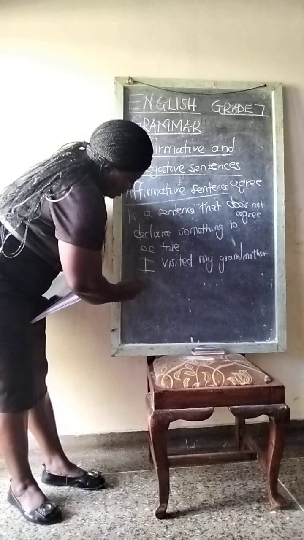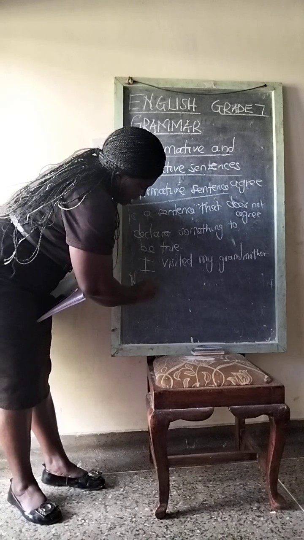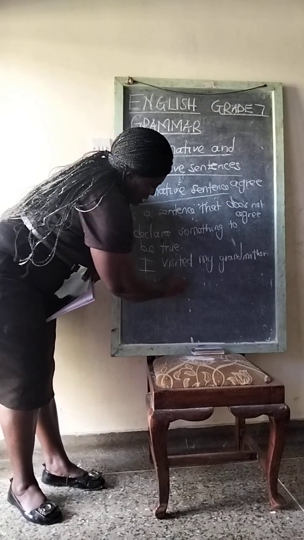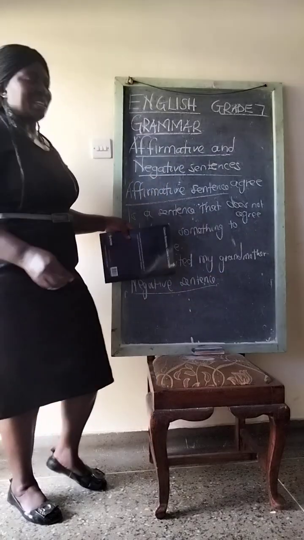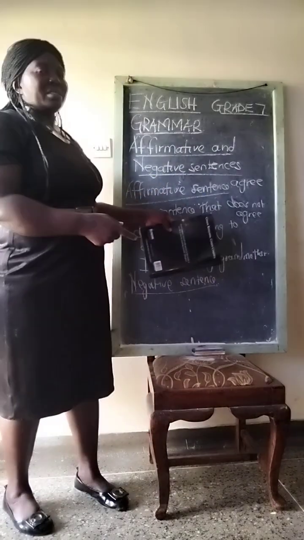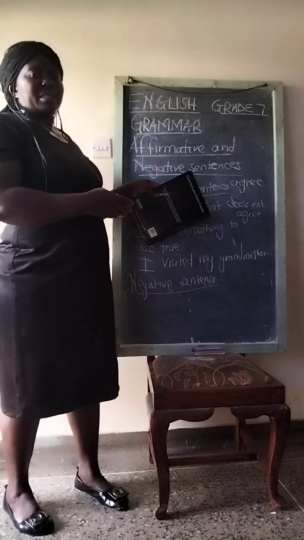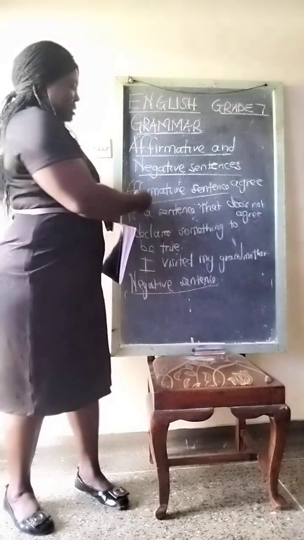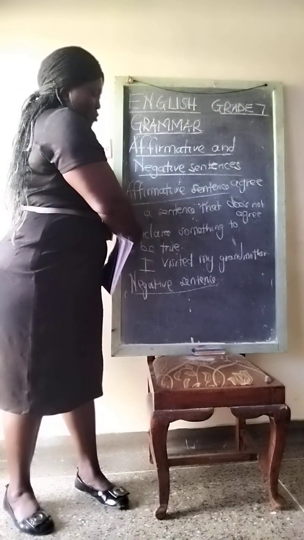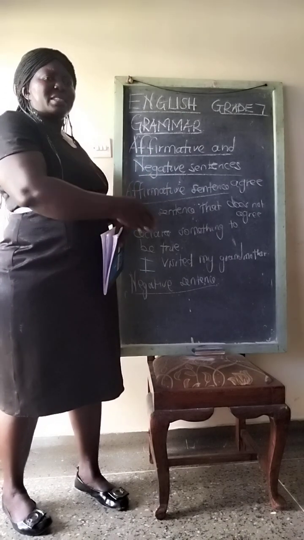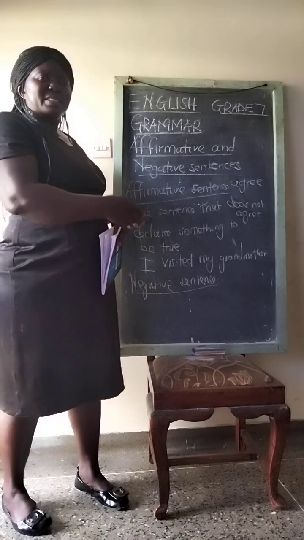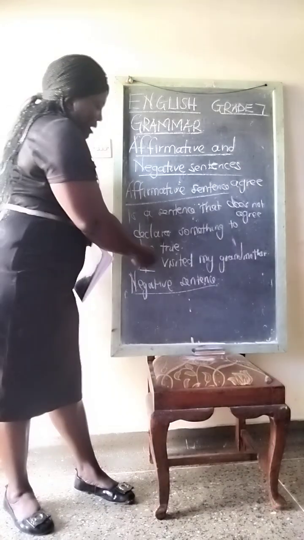Now, what is the meaning of a negative sentence? This is just one example that helps us understand what we have written up here. A sentence that declares something to be true. I visited my grandmother. It is true, I visited my grandmother. So I'm writing it, I'm agreeing to it.